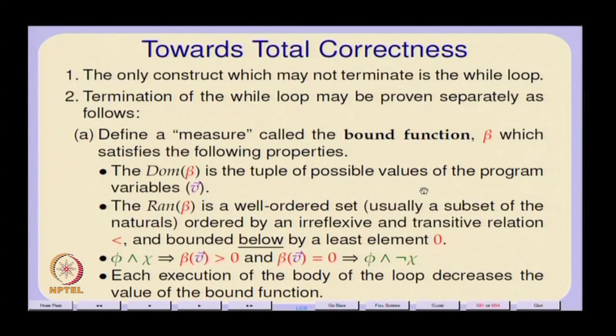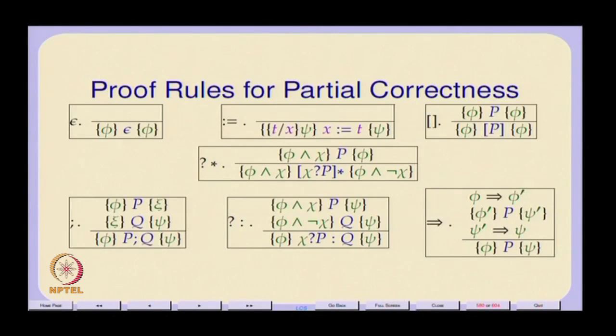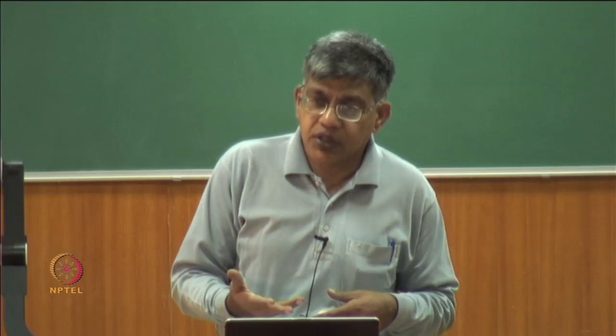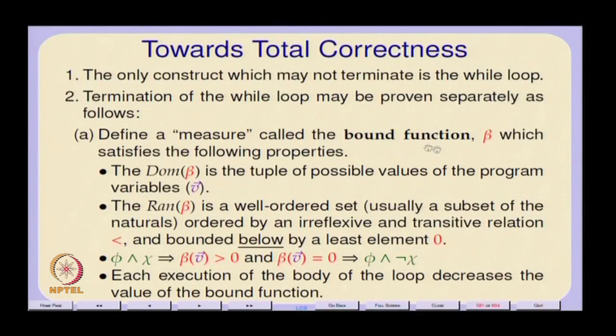Now, however, there is this question of total correctness. If you look at all the basic constructs, termination is guaranteed in all constructs except when there is a while loop. That is obvious. Therefore, the proof of total correctness, and therefore of termination, can be separated out from the proof of partial correctness by proving termination separately. And so, what we do is we have to define some measure called the bound function. Okay.